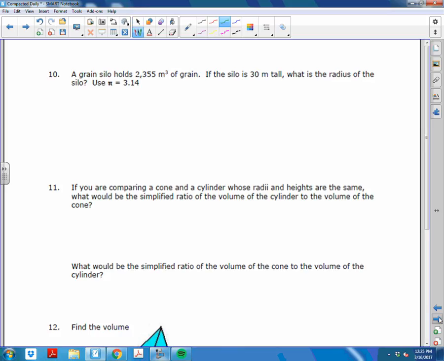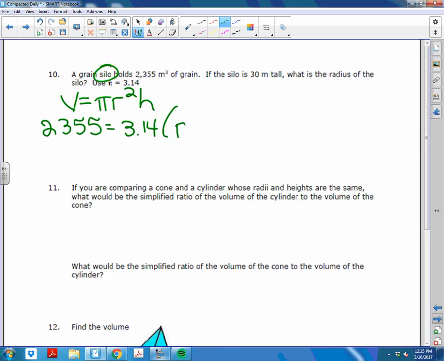I know, it's terrible. A grain silo, right, Leilani? A silo holds 2,355 cubic meters of grain. If the silo is 30 meters tall, what is the radius? So we end up with volume equals pi r squared times h. And again, you'll notice that we're doing a lot where we're working backwards. That happens a lot on this test. So we end up with 2,355 equals 3.14 times the radius squared times 30.